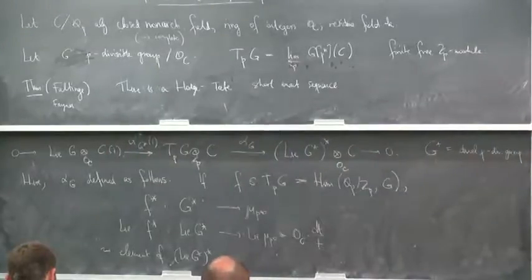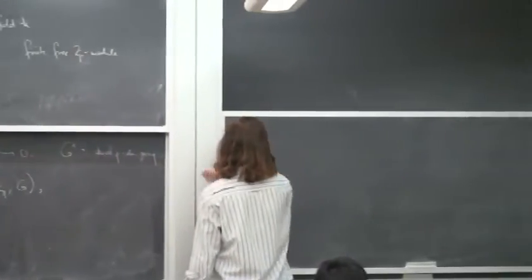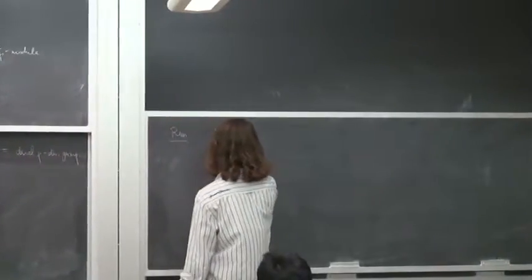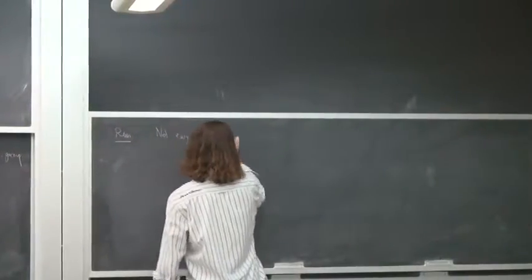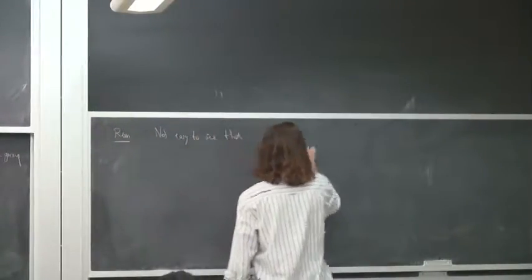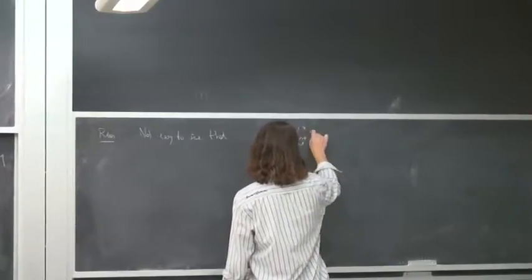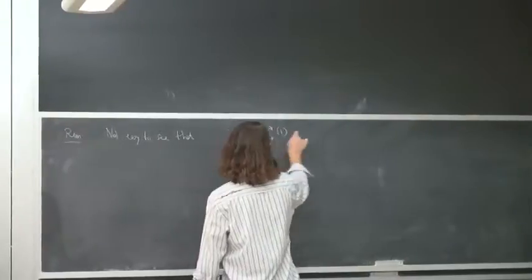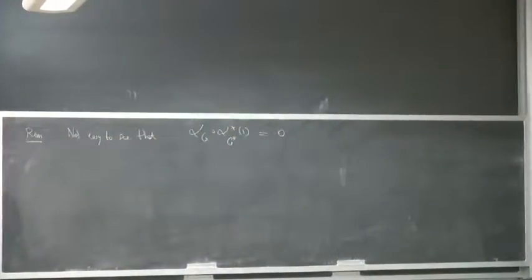So alpha G is very easy to define, but it's not even clear, so not easy to see, that if you compose those two maps, the composition is actually trivial. So I don't know any proof that doesn't simultaneously prove everything.